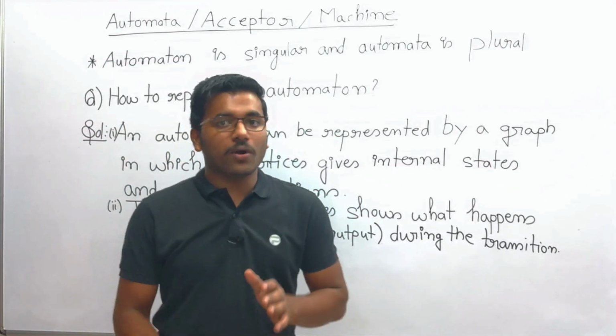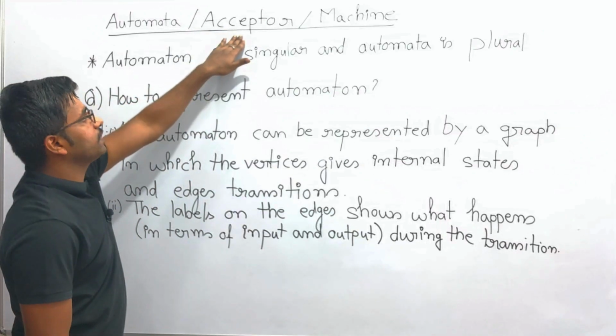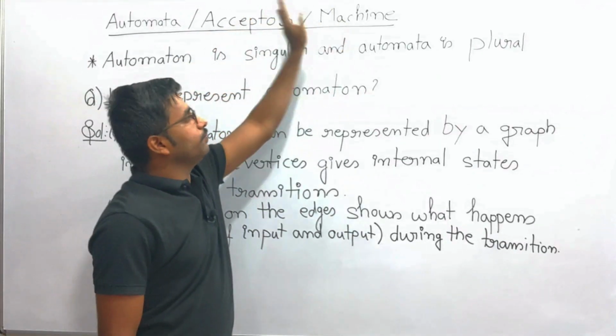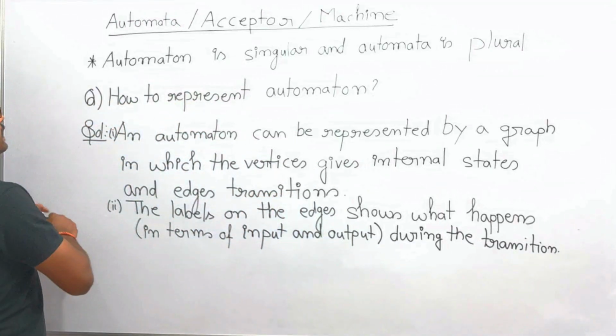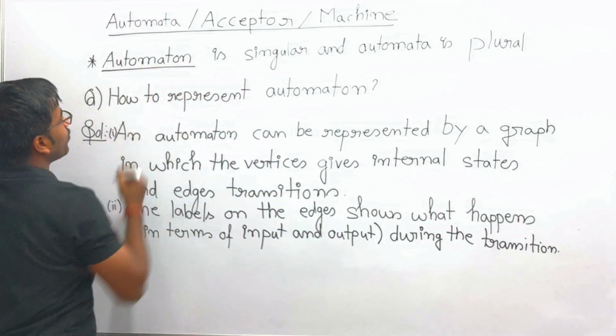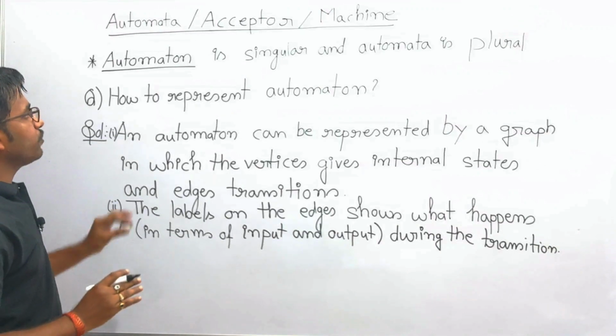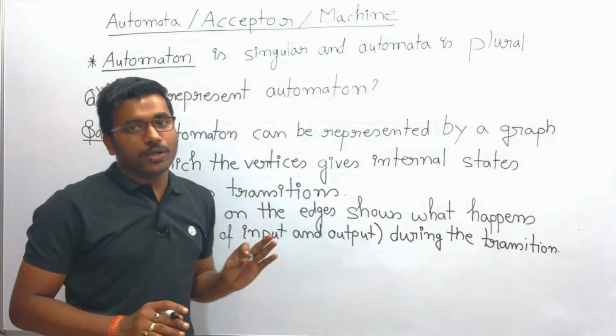Automata is even called an acceptor. It is even called an acceptor, so the meaning of that is just a machine. Even in the GATE exam, sometimes they will use the term automaton, so don't get confused. Automaton is singular and automata is plural.